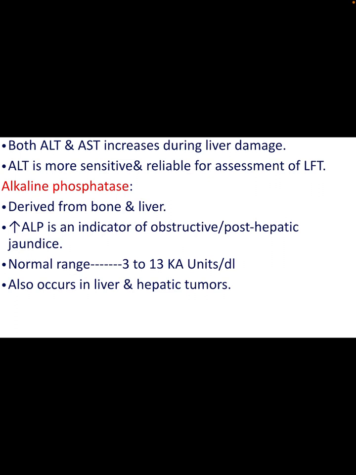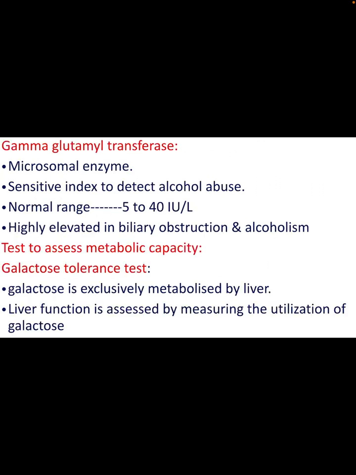About alkaline phosphatase, it's an enzyme derived from bone and liver. Increased ALP activity is an indicator of obstructive or post-hepatic jaundice and its normal range is 3 to 13 King-Armstrong units per dl. It also occurs in liver and hepatic tumors. Next, gamma glutamyl transferase is a microsomal enzyme and a sensitive index to detect alcohol abuse. Its normal range is 5 to 40 IU per liter. It is highly elevated in biliary obstruction and alcoholism.